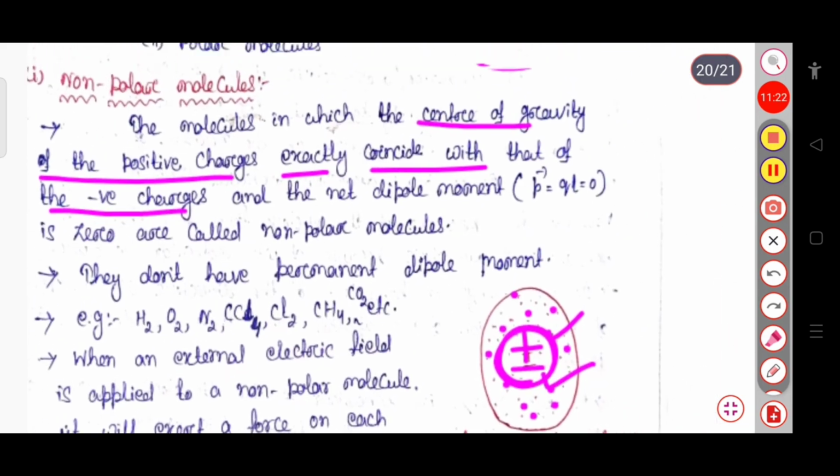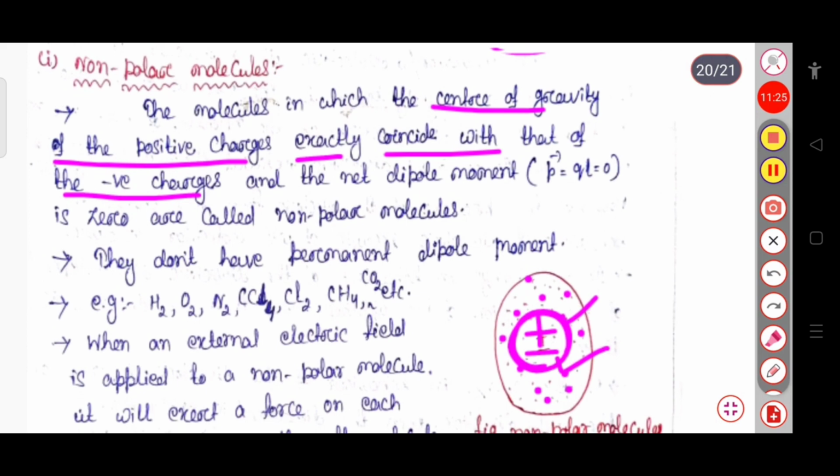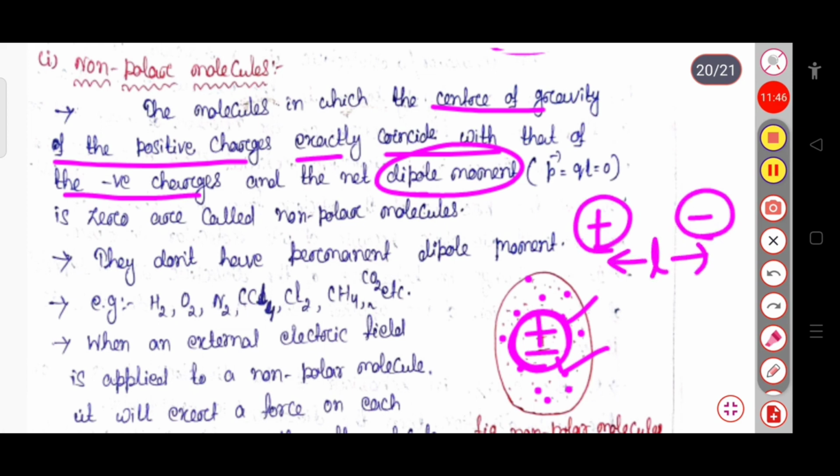Okay, and in this case you can see that the net dipole moment of the molecule is 0. Why? Because a dipole moment arises when there is a separation between two oppositely charged particles. Suppose one positive charge and one negative charge lie at separate points, and the separation between them is L. Say this is plus Q and this is minus Q. In this case, the dipole moment P will be equal to Q into L. When there is a separation between the charges, there will be a dipole moment.